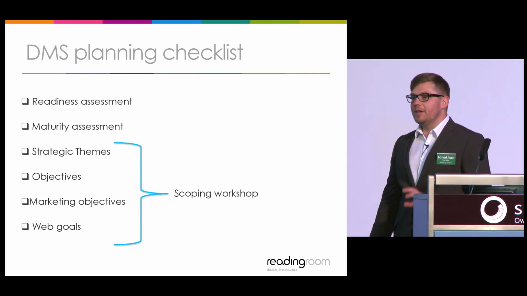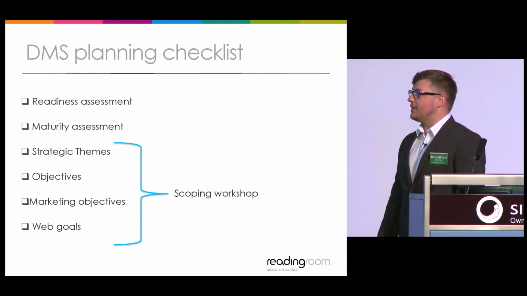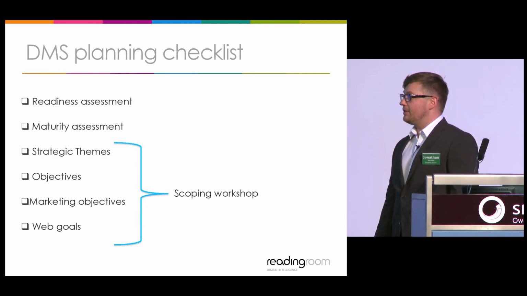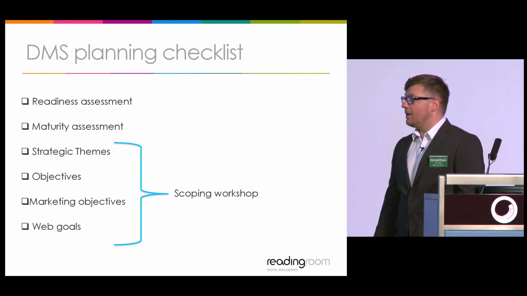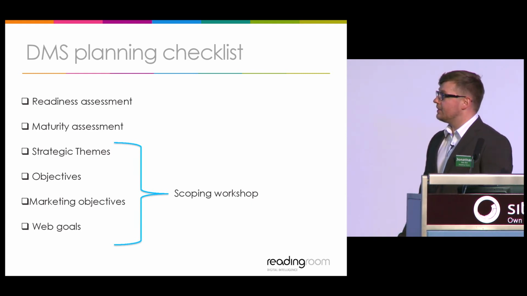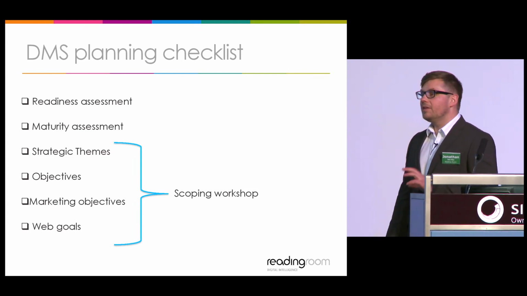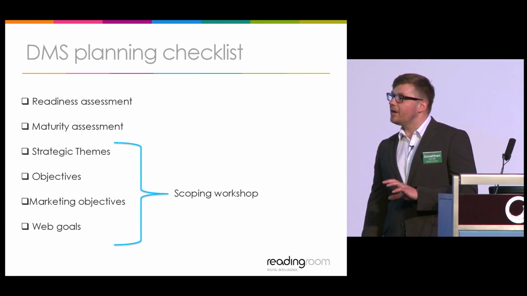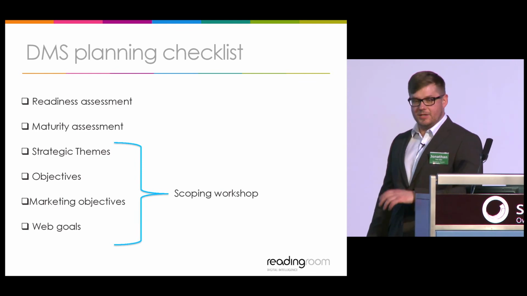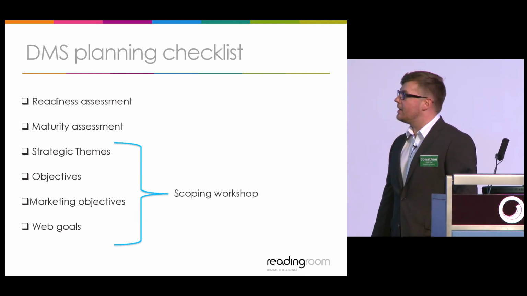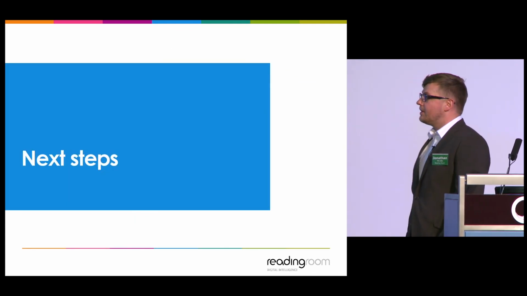And then you need to define your organizational strategic themes, the objectives, the marketing objectives, and ultimately the web goals, which is something that we do within the scoping workshop. So once you've done those three elements, you should be in a very good place to be able to come up with the recommendations for how you should be implementing DMS and which elements you should be using.